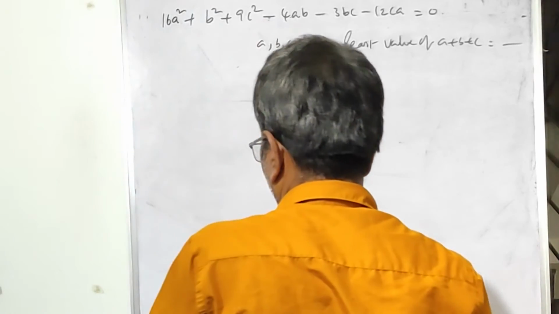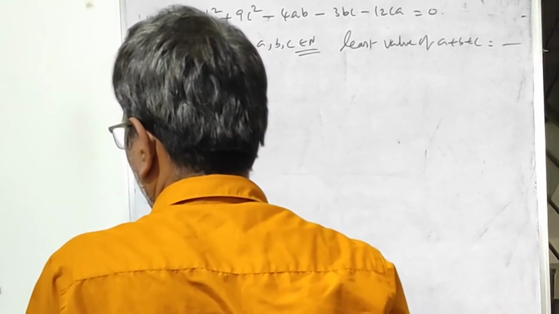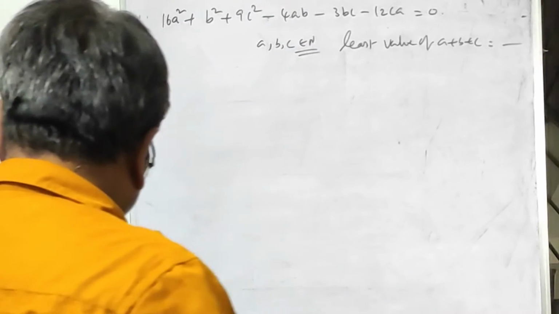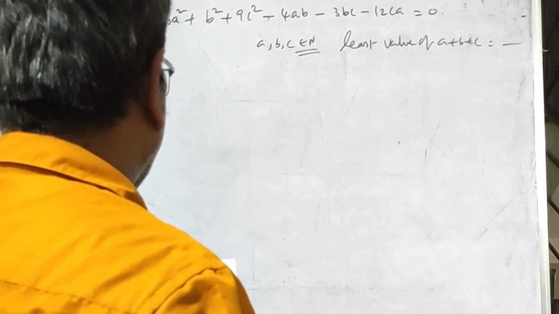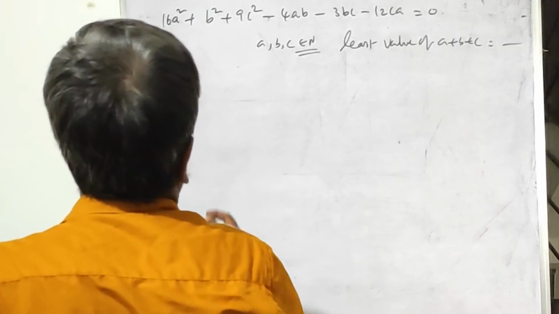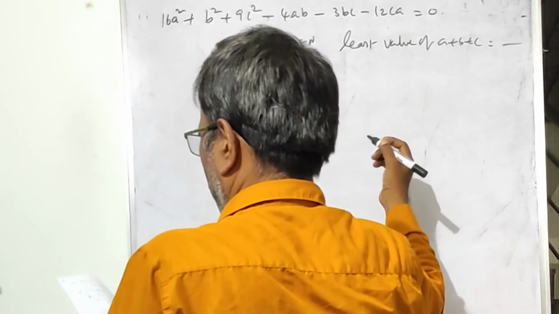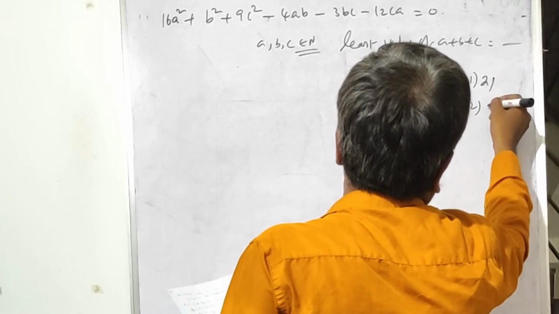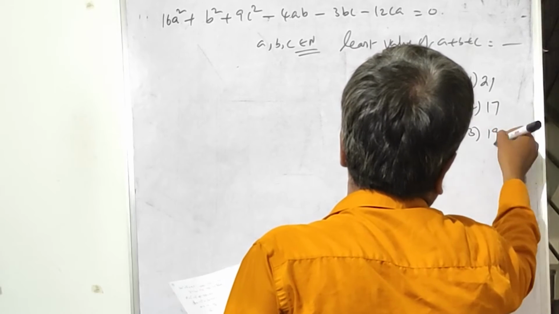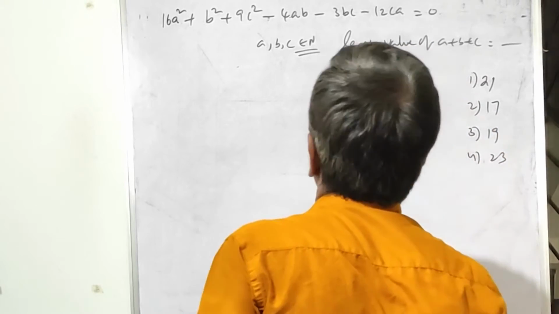The options are given like this. This is the question given. The same formula applies. The options are 21, 17, 19 and 23.